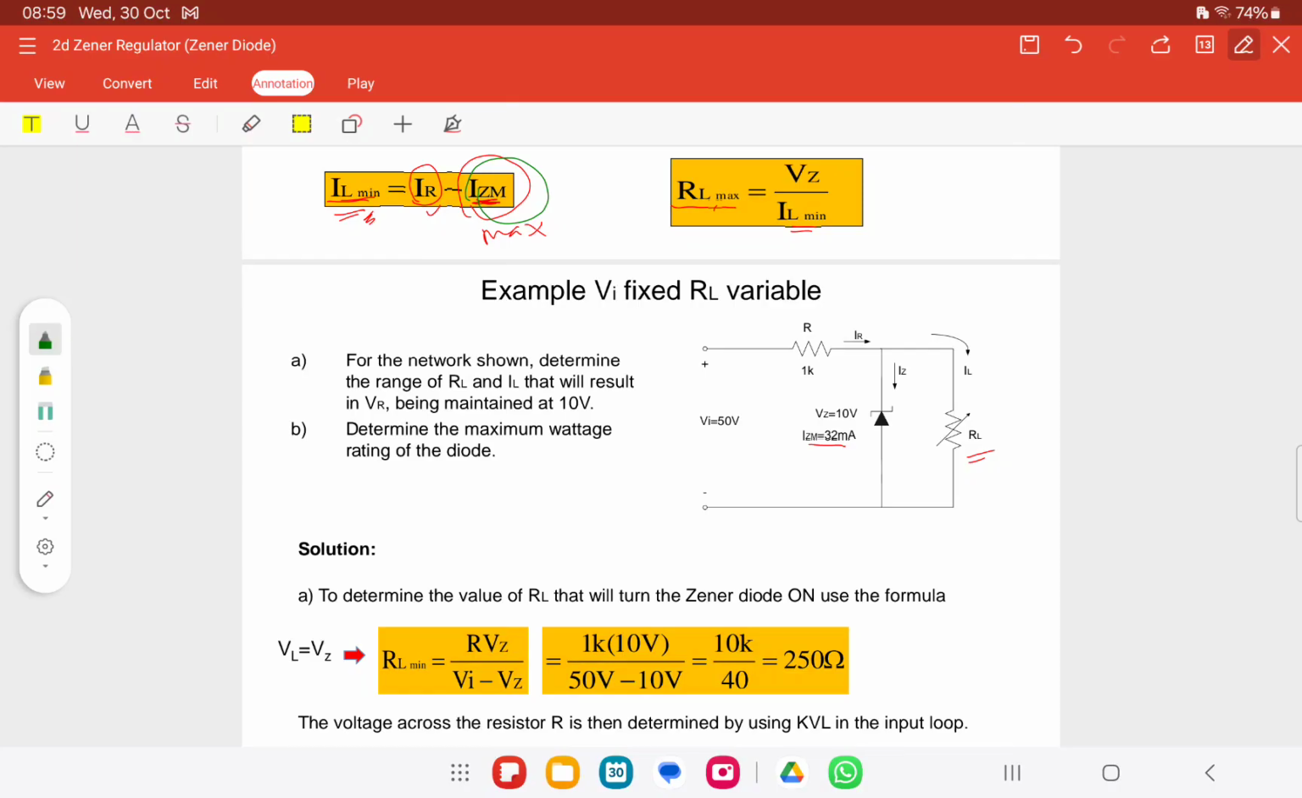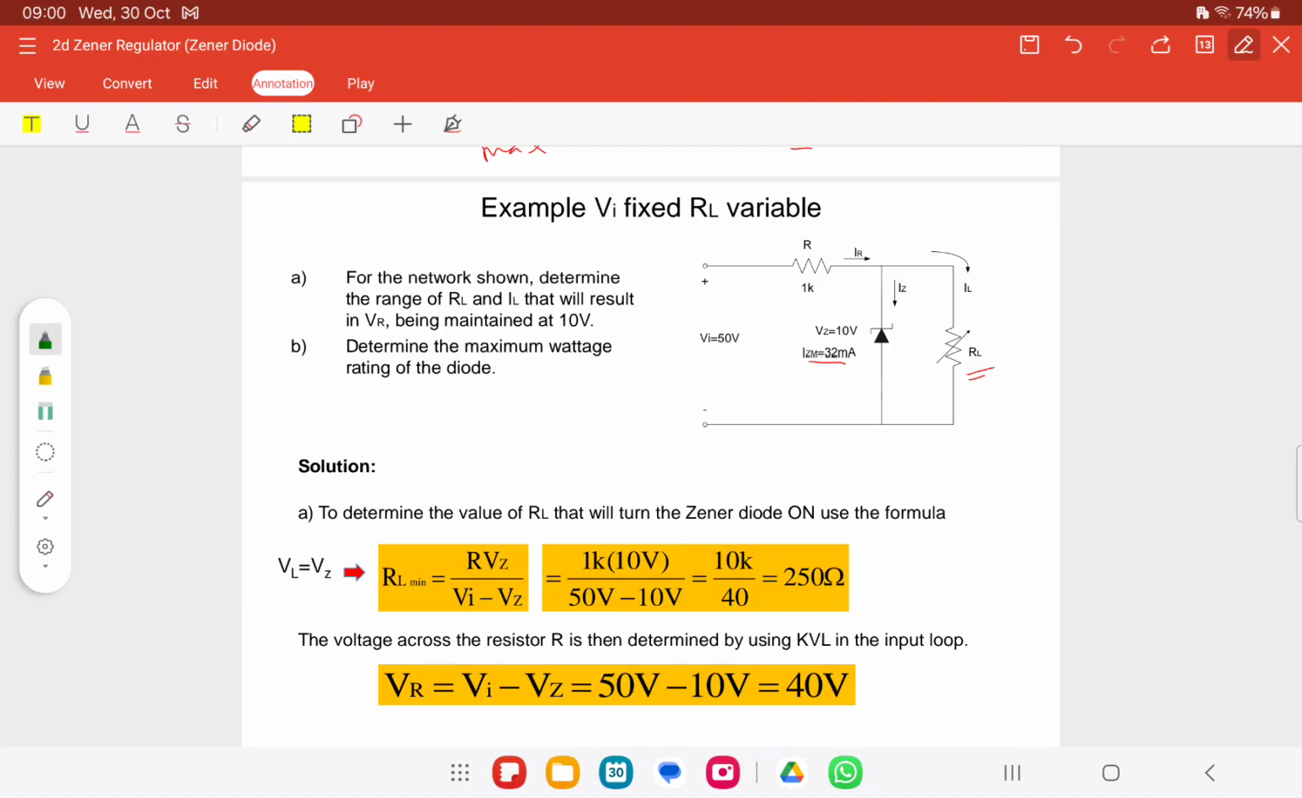IZM, maksudnya current tak boleh flow more than this value. Kalau lebih, diode akan rosak. Yes, damage, destroyed. So, dia mesti less than this value. IZM ni consider IZ max lah. Dia boleh bagi this value of I, ataupun macam yang circuit tadi dia bagi P, PZM. Okay, from there boleh dapat I kan kalau dia bagi P. Okay, sama je lah kalau dia bagi P equals to IV.